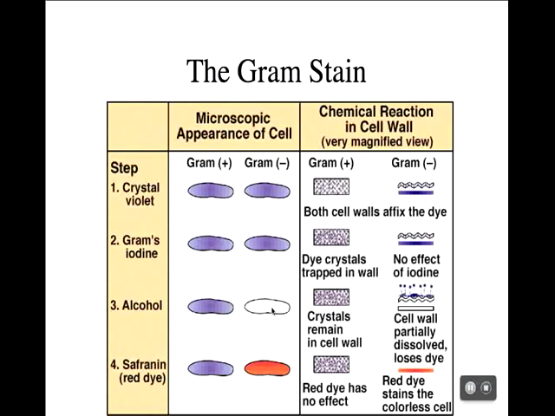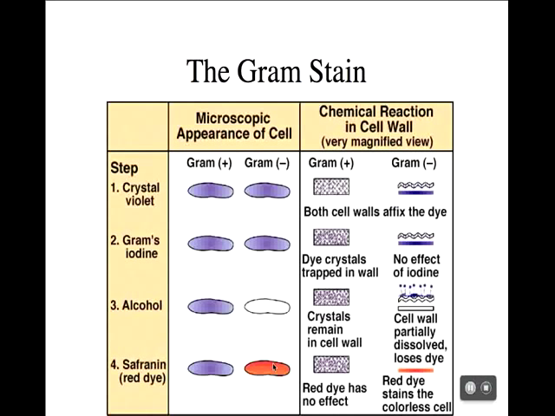Safranin is a pinkish red dye, and it stains everything. So if you put a pinkish red dye on top of the gram-positive that's dark purple, it still looks dark purple. But if you put pinkish red on top of a clear gram-neg, now it's going to look pinkish red. So at the end of a properly performed gram stain, you would expect gram-positives to be purple and gram-negatives to be pinkish red.